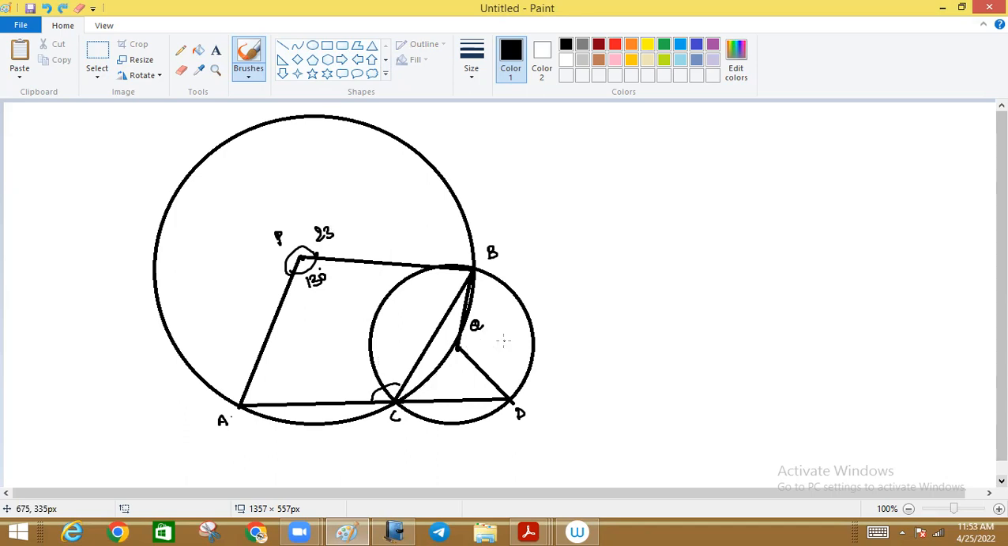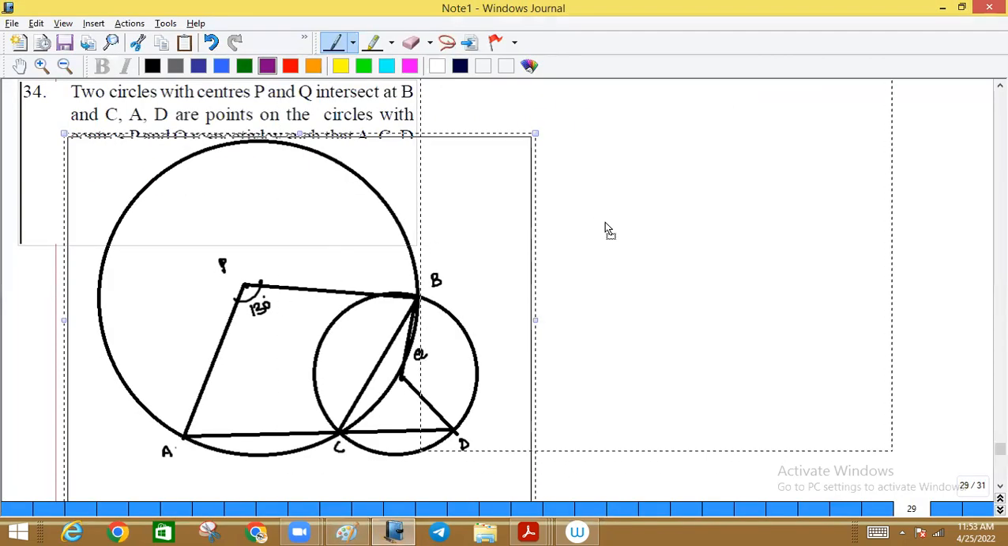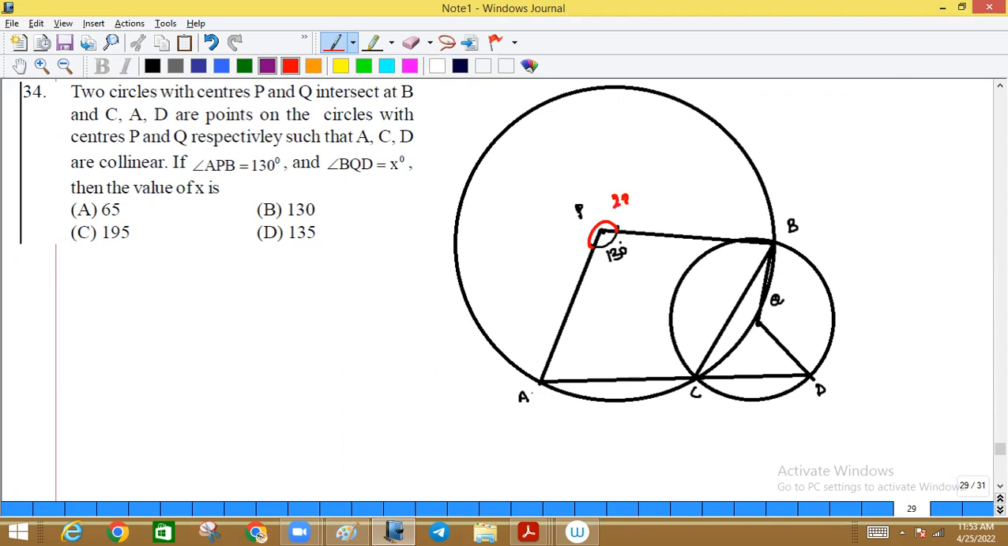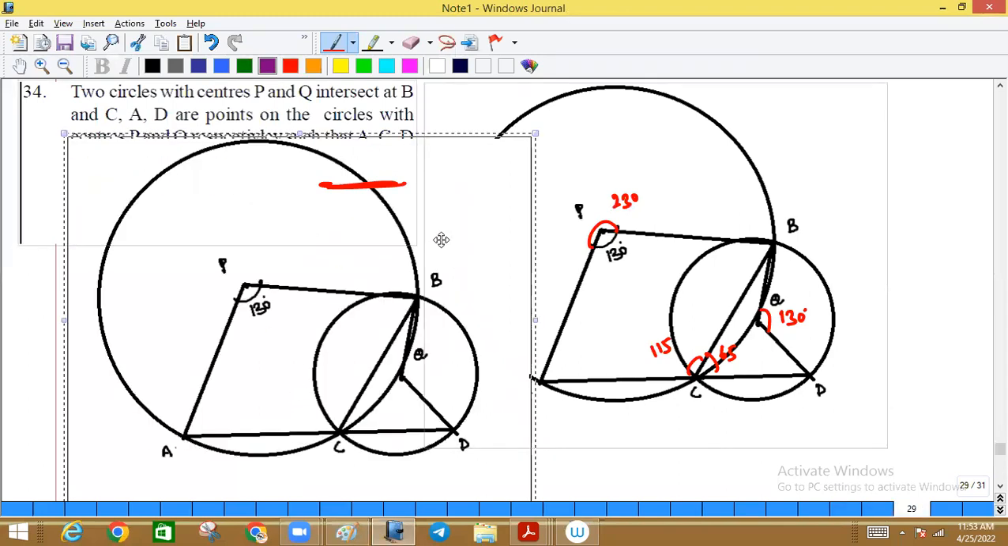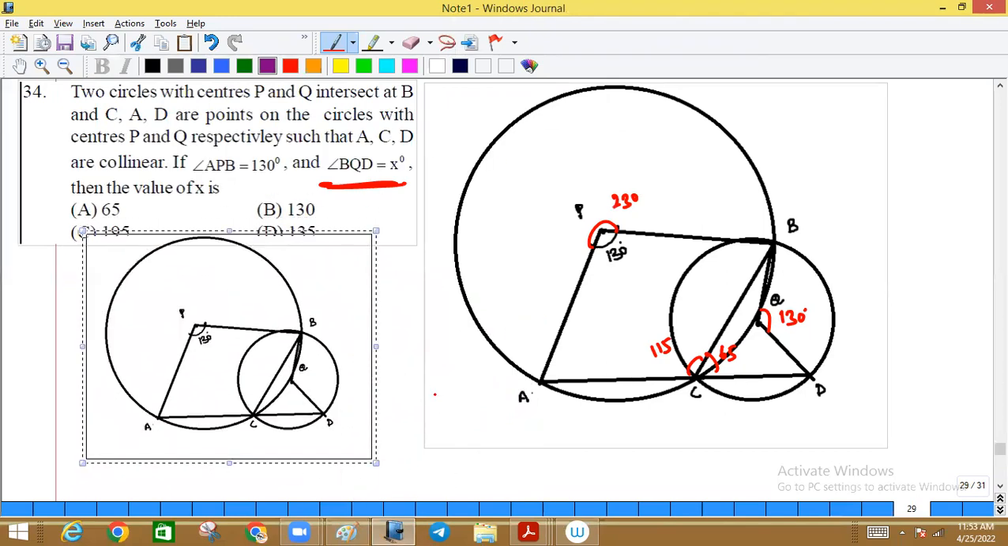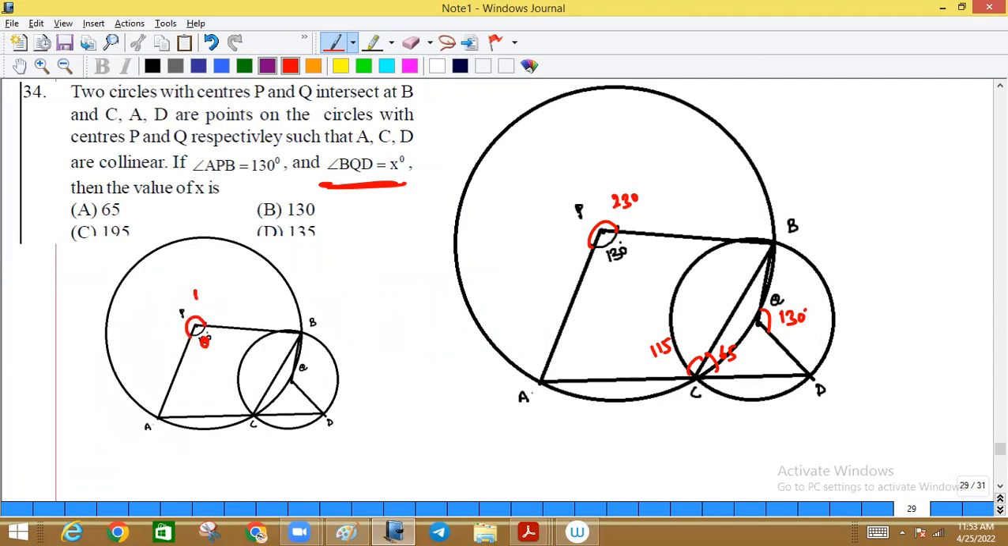Let me take it again. If it is 130, remaining 230. This one is 115, 65. Double of 65, 130. So he's asking you BQD, how much is it? 130. Suppose I take it in terms of theta also. If it is theta, this angle is 360 minus theta. This angle is 180 minus theta by 2. This angle is theta by 2. So whatever angle you take here, that is also the same.